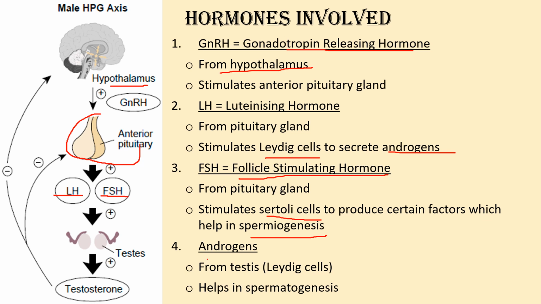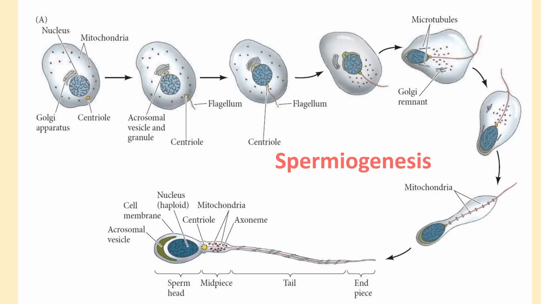Androgens that are secreted from Leydig cells by the activity of luteinizing hormone help in the rest of the steps of spermatogenesis. This is the male hypothalamus pituitary and gonadal axis, which shows the connection between all the endocrine tissues and the feedback mechanism of hormones released from each of these sites and their course of action into the target site. This shows differentiation of a spermatid into a spermatozoa.